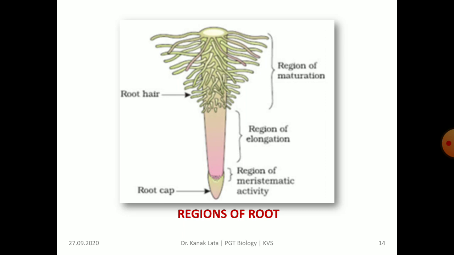This figure clearly shows the different regions of the root. Here you can observe root cap, region of meristematic activity, region of elongation, region of maturation, and root hair also.